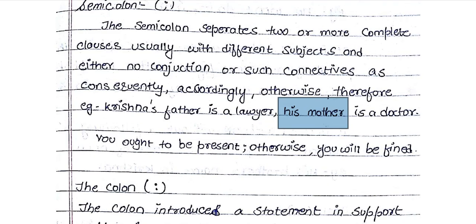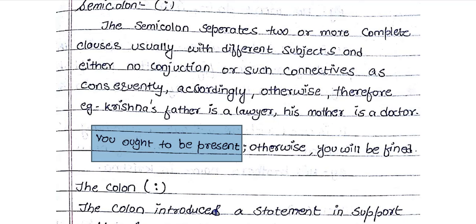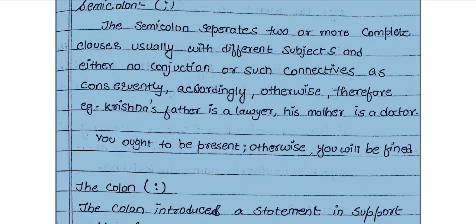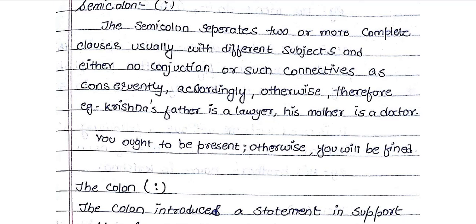For example, you ought to be present; otherwise you will be fined. So in this case, these two clauses have different subjects. Here it's you and here it's you. So two different subjects. So it's separated by a semicolon, and then after that it is followed by otherwise. Okay.